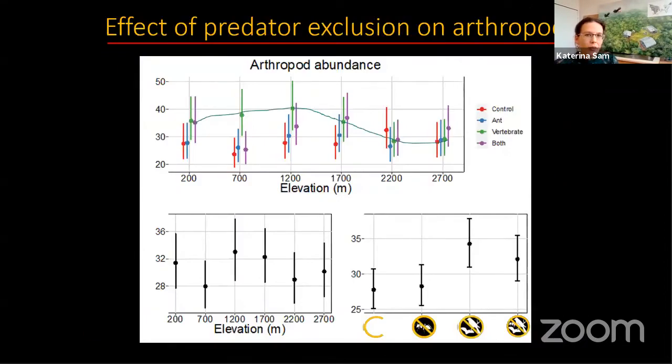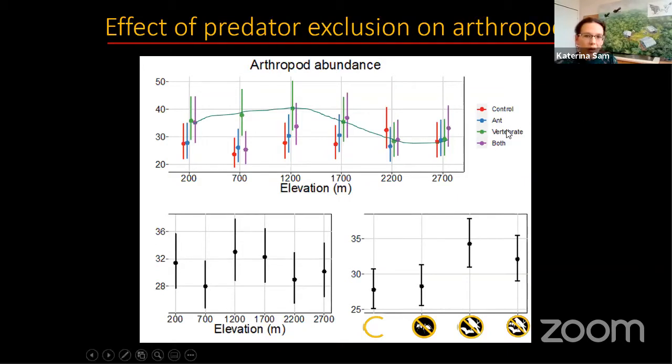And when we look at the results, we can see a few interesting things, but also a big variance in our experiment. So first, when we look at the control, the red lines, and the blue lines, the ant exclosure, they are usually very close to each other. There is no big change. So ants altogether did not have any effect on the abundances of the arthropods.